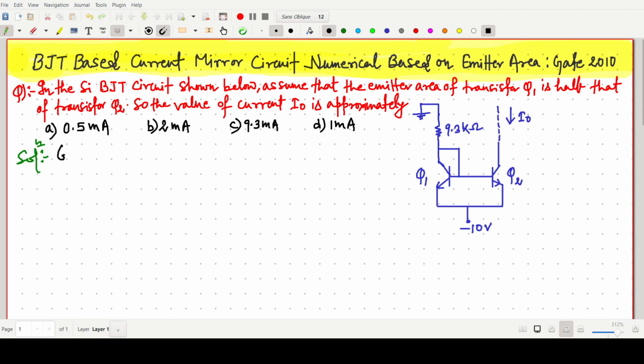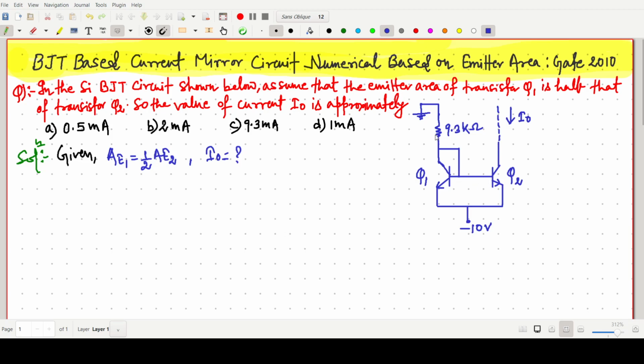So the given thing is the emitter area. I am writing emitter area: AE1 is simply half times AE2. It is given in our question. Emitter area of transistor Q1 is half that of transistor Q2. So this one is the given thing, and we have to find the value of I node current in the circuit. Okay, so it looks like a current mirror circuit.